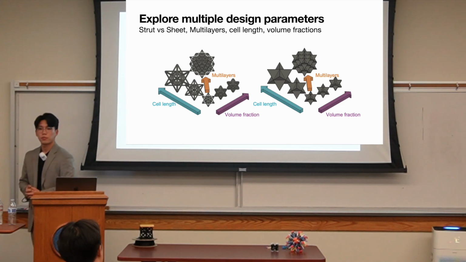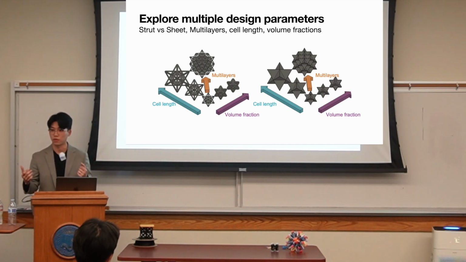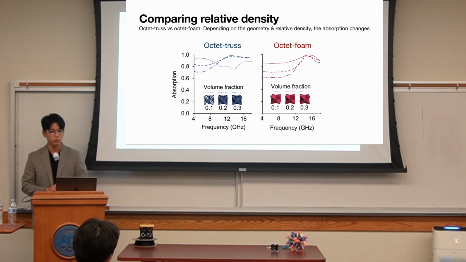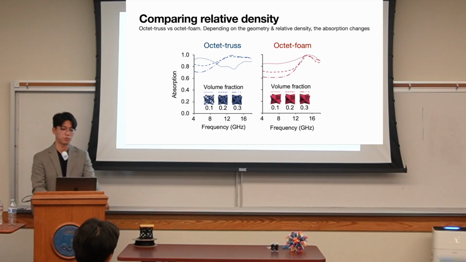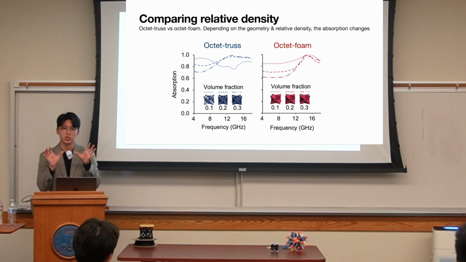So by using this simulation-based approach, we can explore different parameters, such as comparing octet truss to octet foam, which has basically a similar lattice structure, but is composed of different components, such as struts or facet base. And we can also vary different design parameters such as volume fraction, cell length, and multilayers. So for example, we can explore different parameters such as relative density, which can also be correlated to porosity. Comparing these, we can see the difference between the structures in the peak absorption and the reduction in a certain frequency that's happening due to the structure.